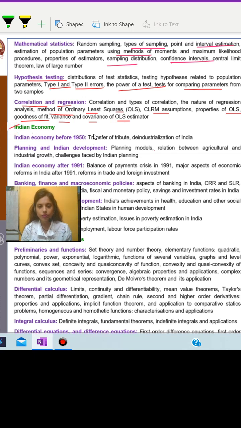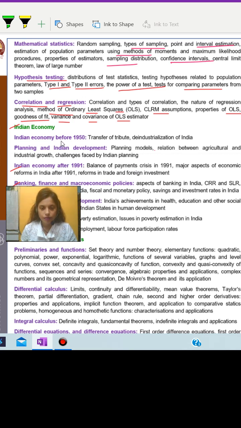From Indian economy, knowing everything about the Indian economy after 1991 is important. Banking, finance, and macroeconomic policies, inequalities in social development, then all the schemes and whatever issues are there in poverty, you need to know about that. So all these are important. Unemployment, you already know the concept of unemployment and all its basic problems.